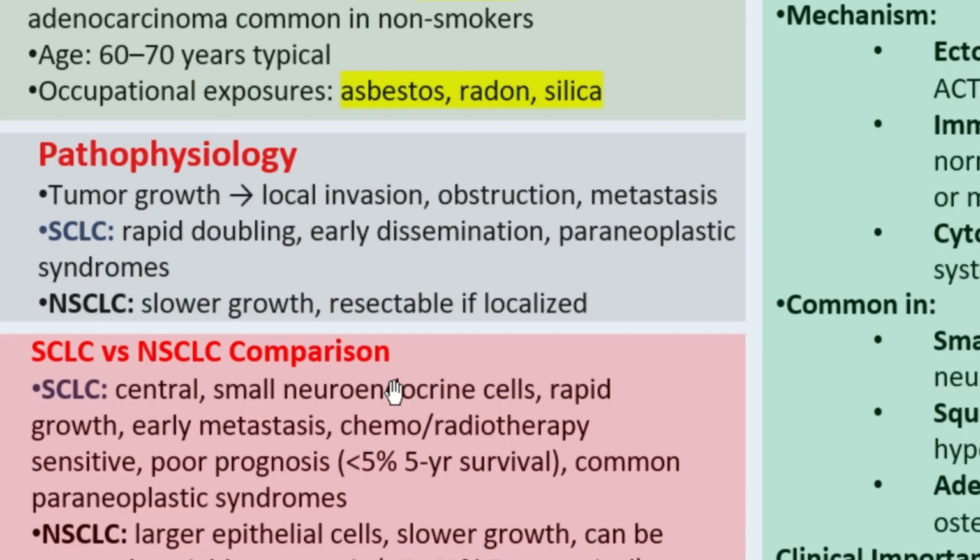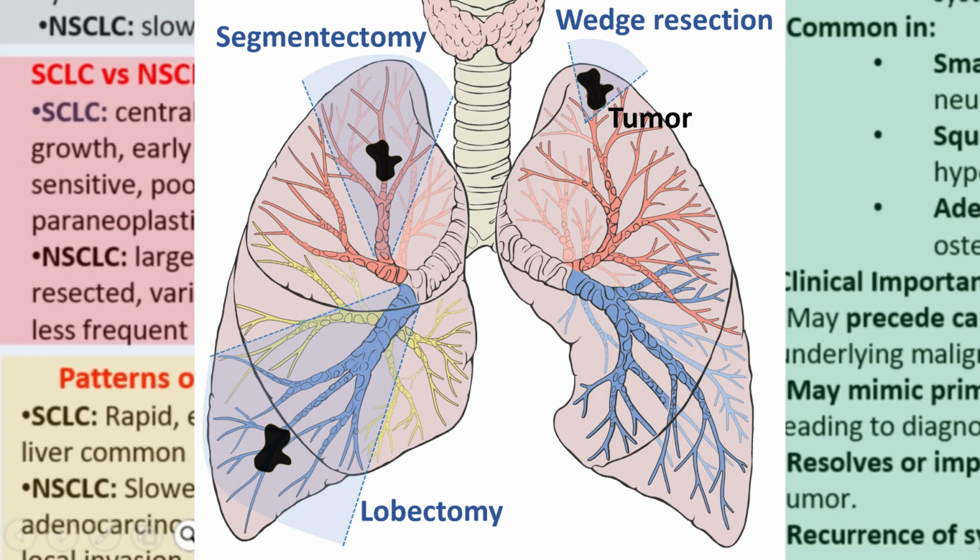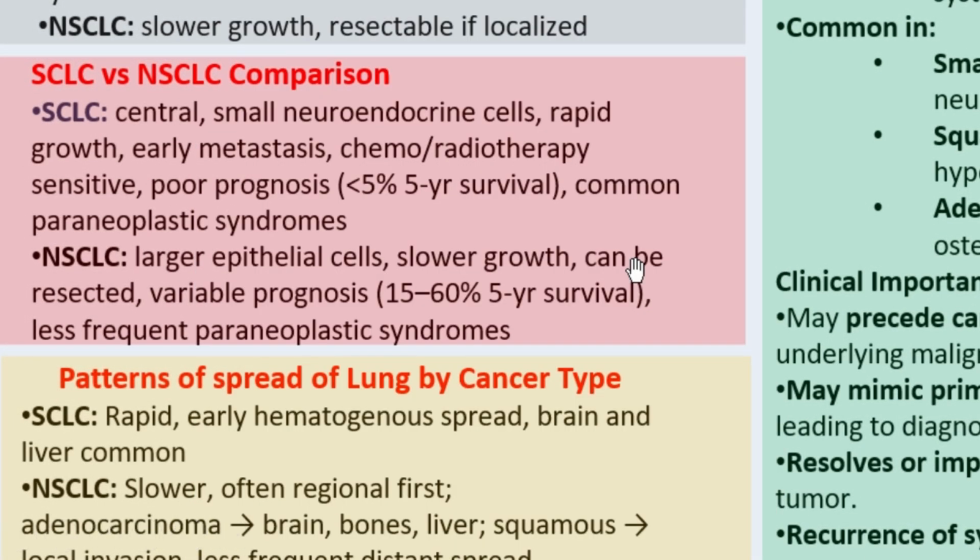Then when we look at non-small cell lung cancer, it has larger epithelial cells and slower growth. Most of the time it can be resected, and I'll show you at the end of this video some of the ways resection of this cancer can be done. It has a variable prognosis of 15 to 60% 5-year survival rate. Paraneoplastic syndromes are less frequent; they're not as frequent as you see in small cell lung cancer.